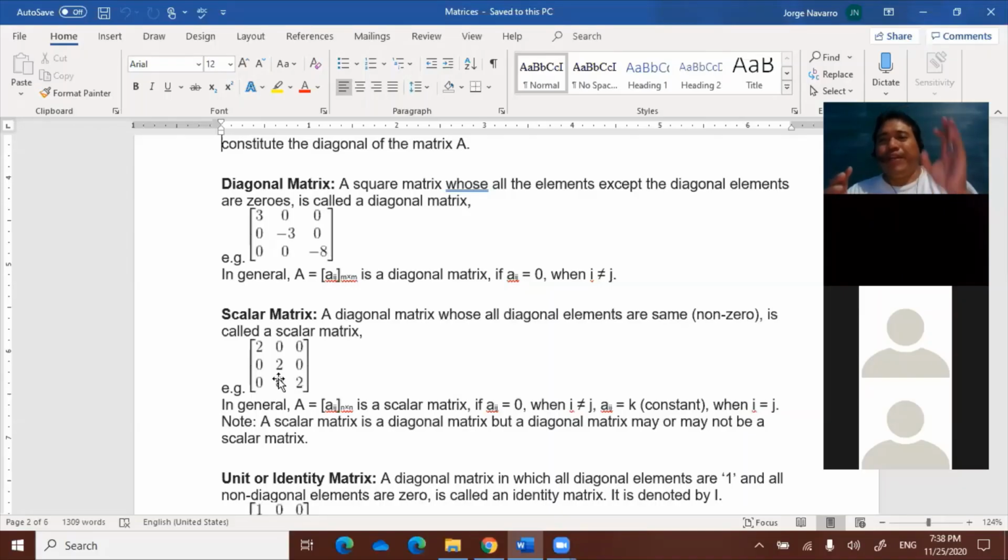So if the first number is 10, the second number has to be 10 as well. Okay? All right, let's move on to the scalar matrix.